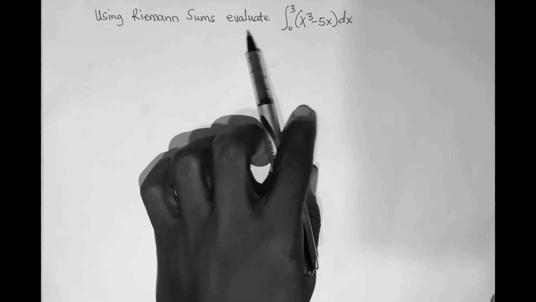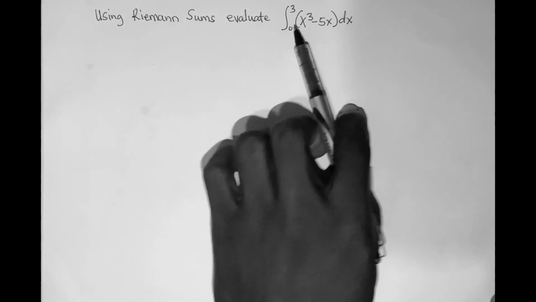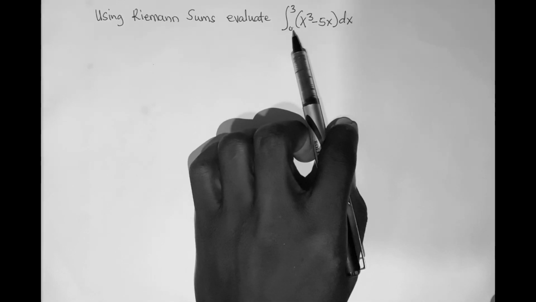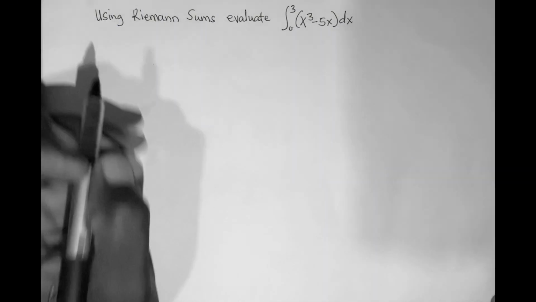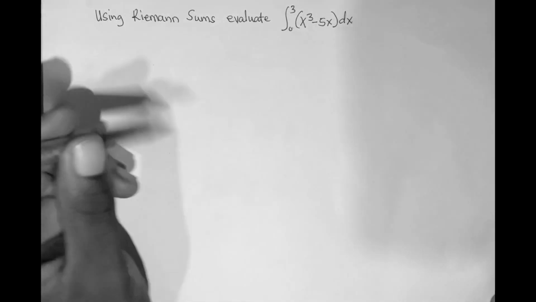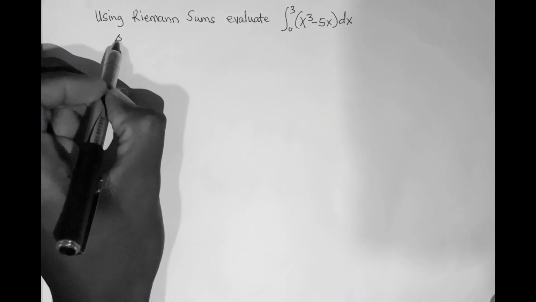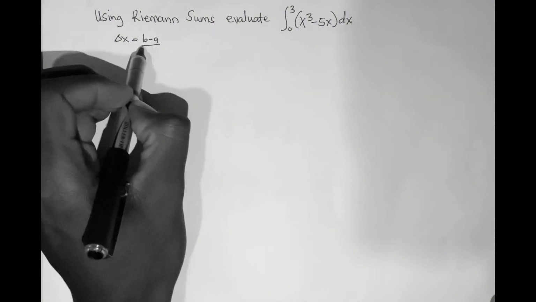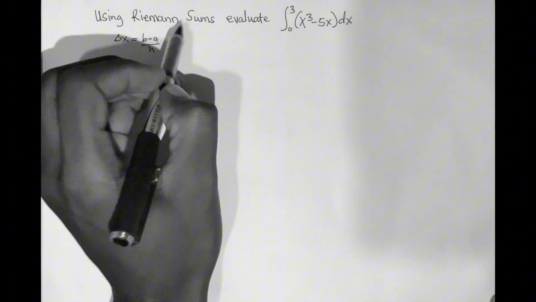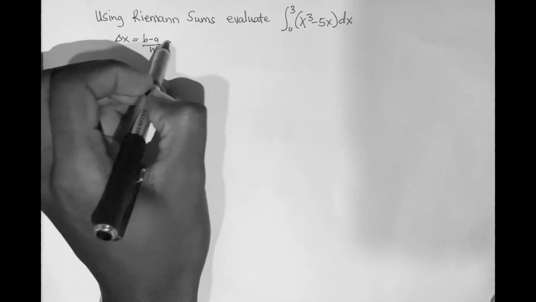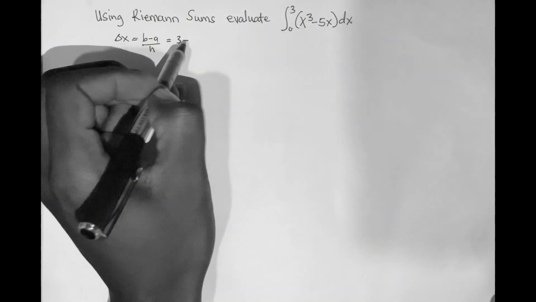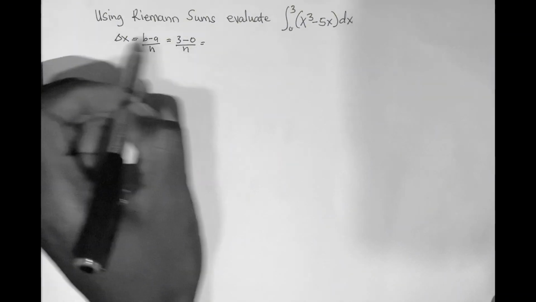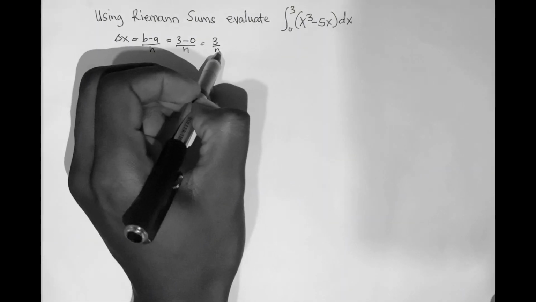Using Riemann sums, evaluate the integral of x cubed minus 5x dx from 0 to 3. Now, because we are using Riemann sums, we need to find delta x. Delta x is (b minus a) over n. Now, b is the upper limit, which is 3, and a is the lower limit, which is 0, divided by n. So delta x is equal to 3 over n.